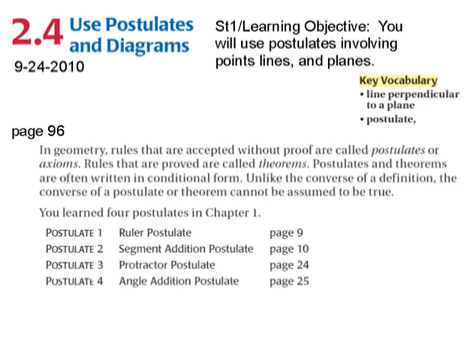Section 2.4 is use postulates and diagrams. We are leading up to proving things using deductive reasoning, and we will prove things using postulates, definitions, and rules. We need to remember that rules that are accepted without proof are called postulates or axioms. Rules that are proved are called theorems.